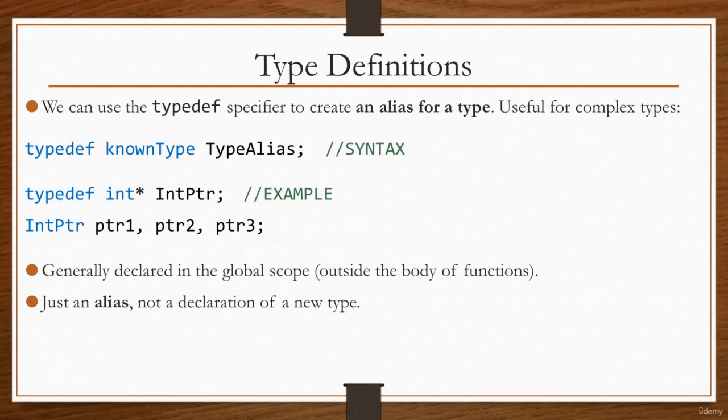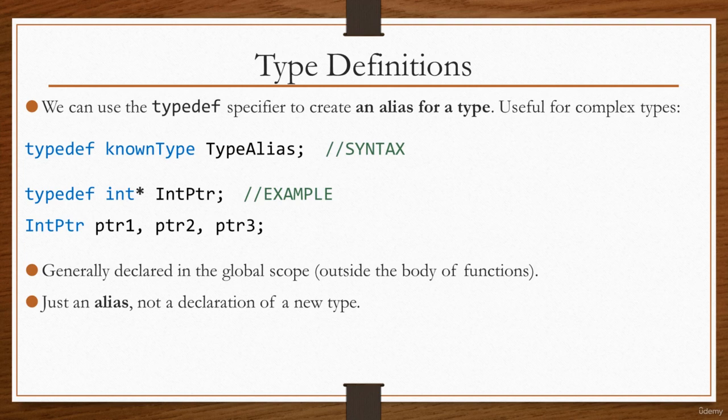In this video, I'm going to introduce type definitions. We can use the typedef specifier to create an alias for a type. This is useful for complex types. You can use it for simple types, but they are typically used for complex types, usually to speed up your programming so that you can write a short type name as opposed to writing a long complex type.